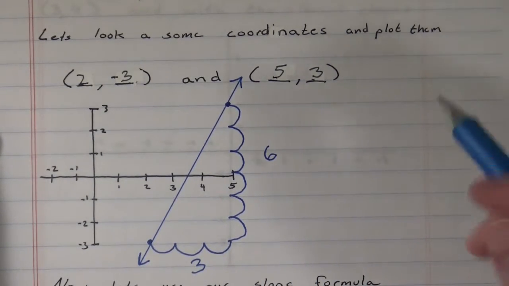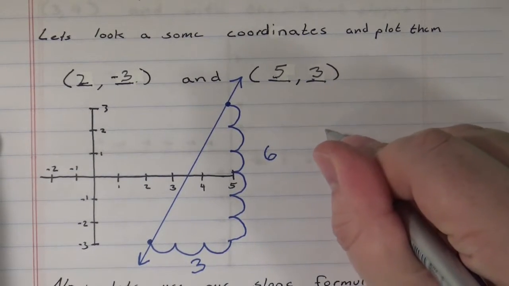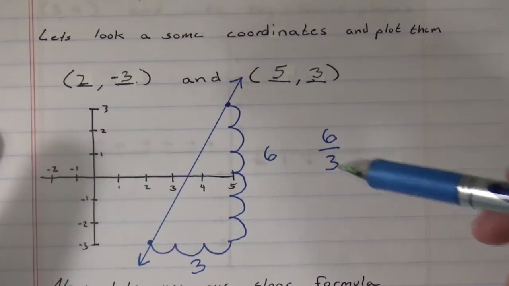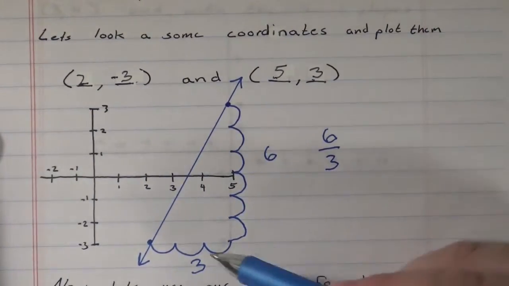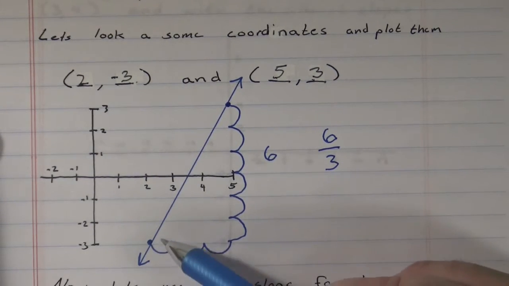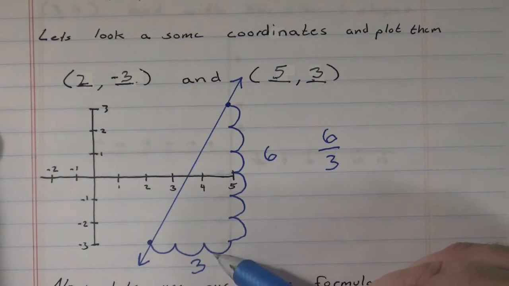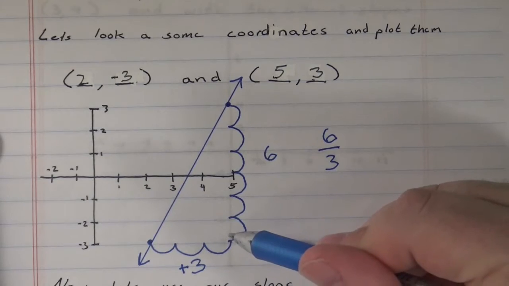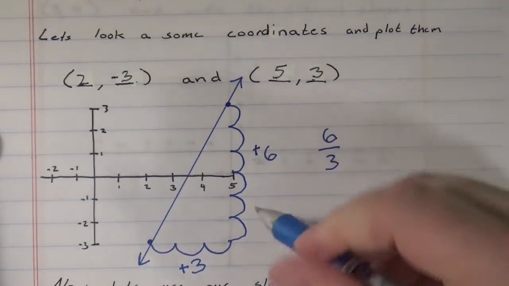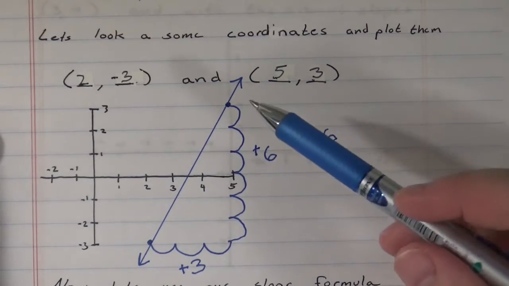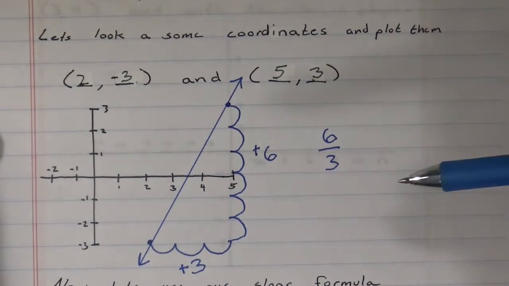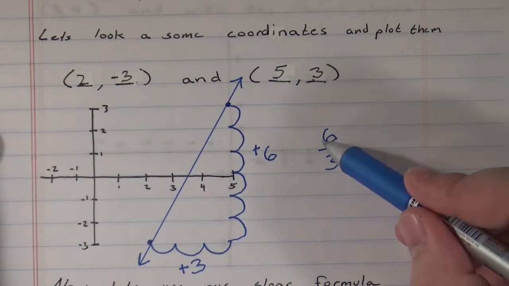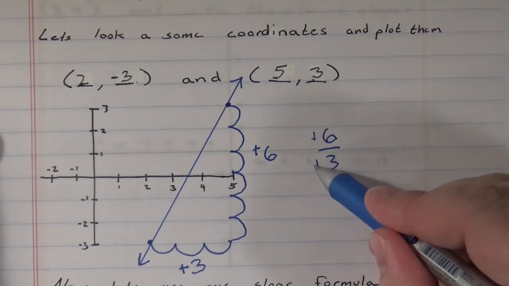And so I can write this: I had a rise of 6 and a run of +3. Let me explain something here before I forget. Notice that I went to the right, and going to the right on a Cartesian plane is always positive. Since I went up, that's also positive. If I happened to go down, it would have been negative, and if I went left, it would have been negative. So this is really +6. I went up positively, and I went to the right positively.